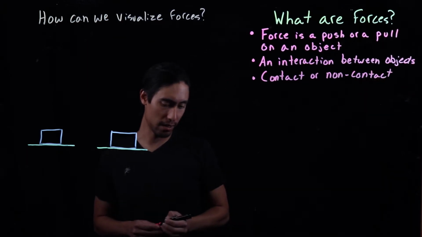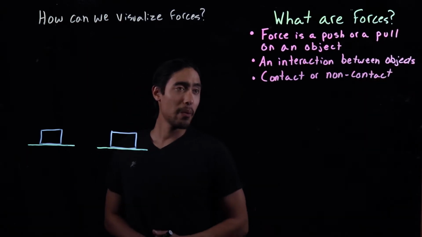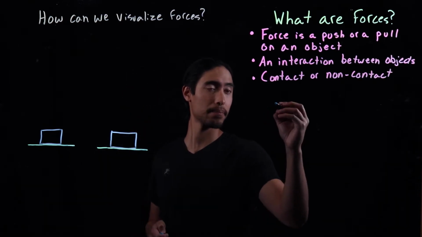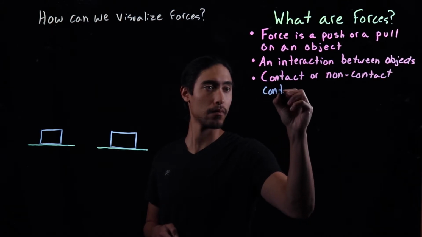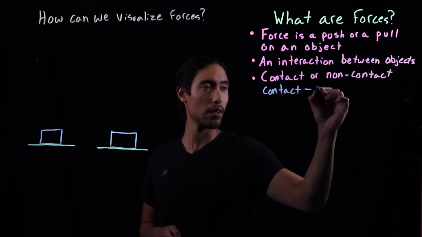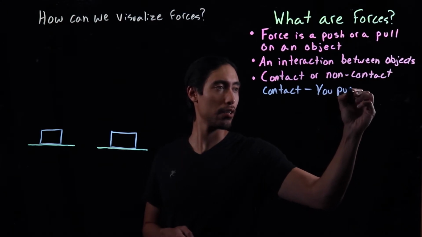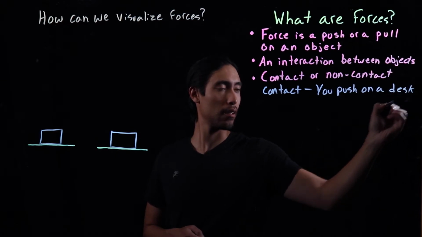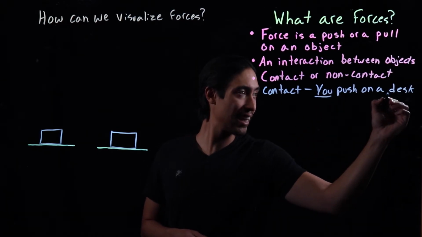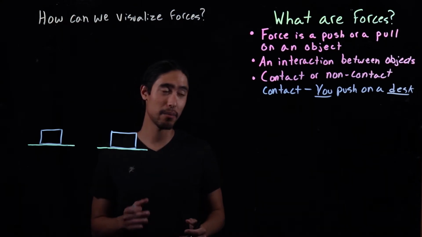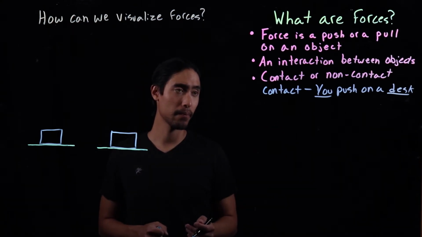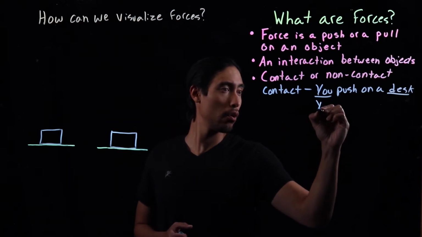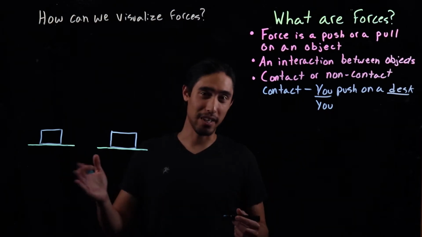So let's start with contact. An example of a contact force would be, let's say you are pushing on a desk. You push on a desk. Okay, and I'm going to underline you and the desk because it's an interaction between two objects, you and the desk. Another example would be, let's say you are going sledding, and we'll use that example in just a moment.